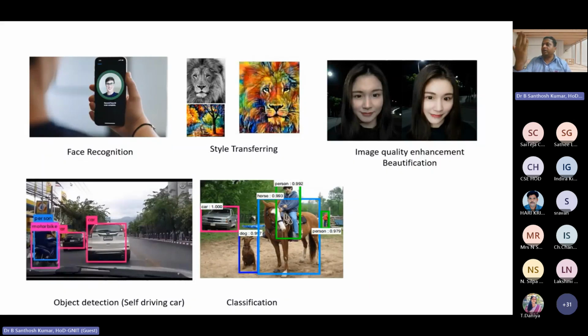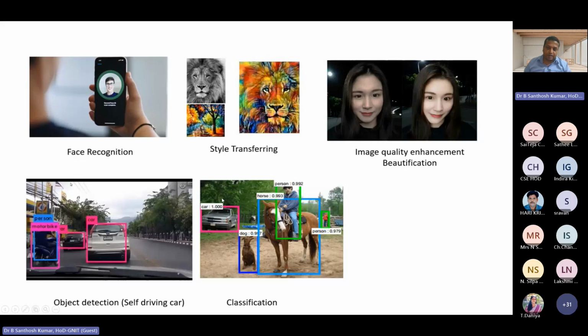For example, if you keep it straight, it will show your exact age. So that is also one of the applications of face recognition. It means the cameras that are available nowadays have these artificial intelligence applications built in.